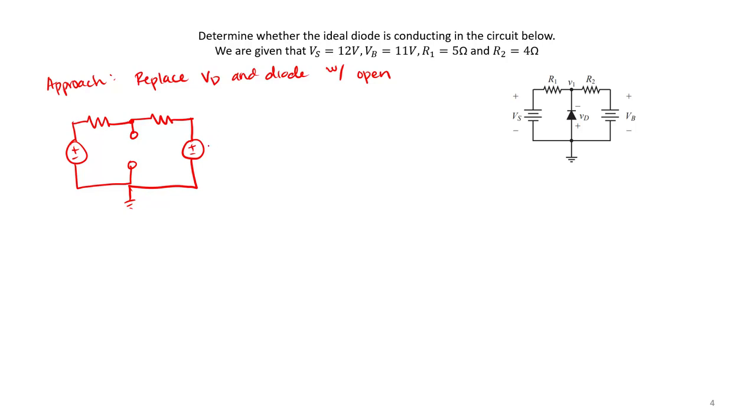So notice we've got our voltage sources, and we also have our resistors. And we want to solve for VD, where VD is in the polarity shown. Well, how would we solve for VD in this case?